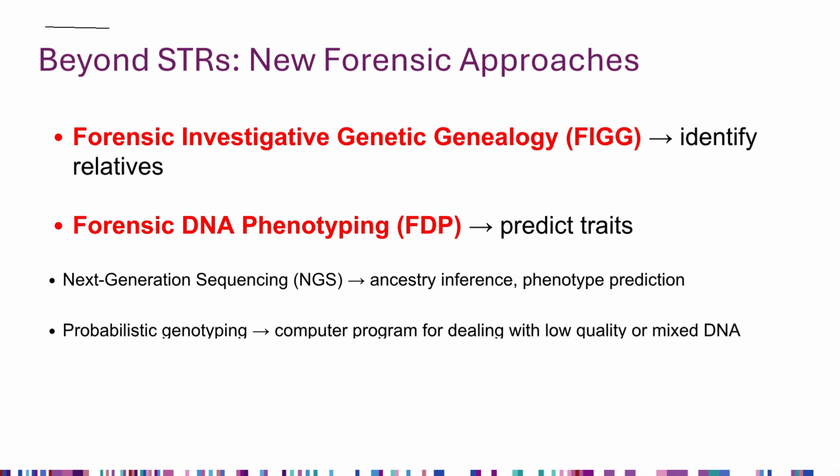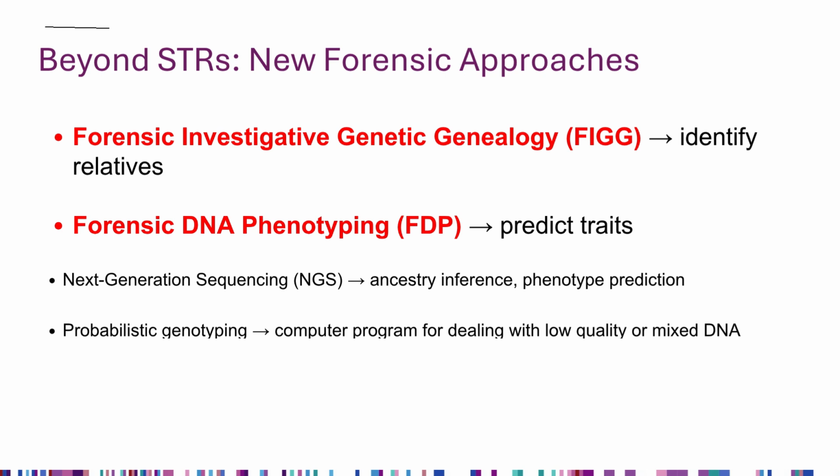Over the past decade, new genomic approaches have emerged that don't just match DNA. They help us identify unknown individuals. These newer approaches go beyond simple matching. Some methods, like using next generation sequencing, which provides much more information than STRs, allow for things like ancestry inference and phenotype prediction, as well as probabilistic genotyping, which uses advanced mathematical algorithms and computer simulations to interpret complex, low quality, or mixed DNA samples in forensics, improve how we analyze DNA.